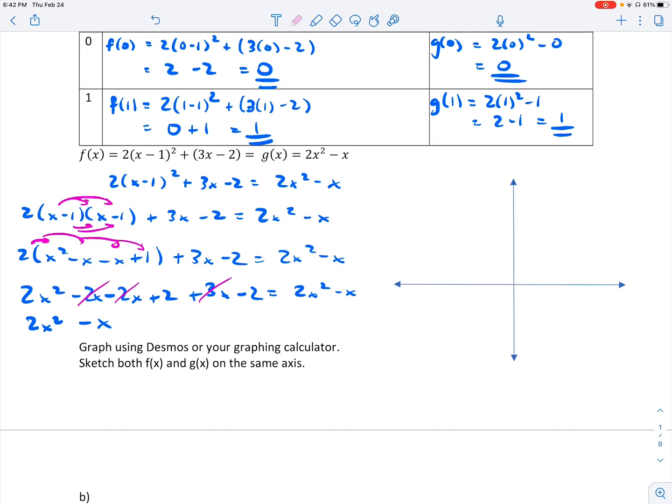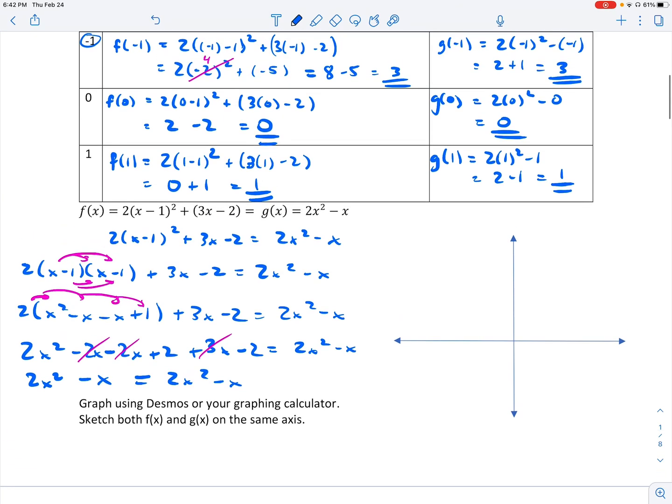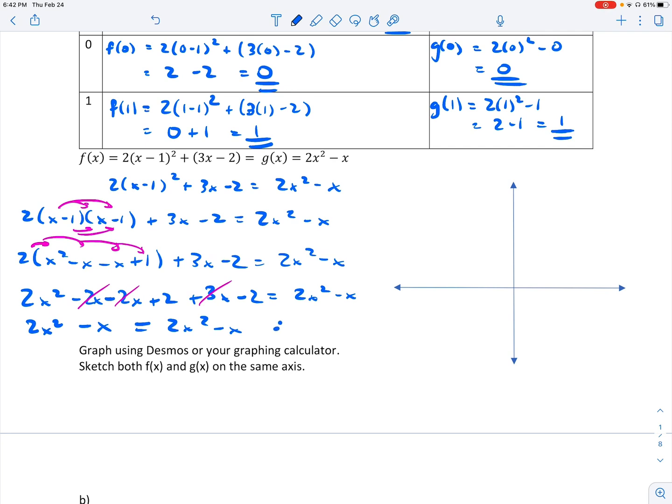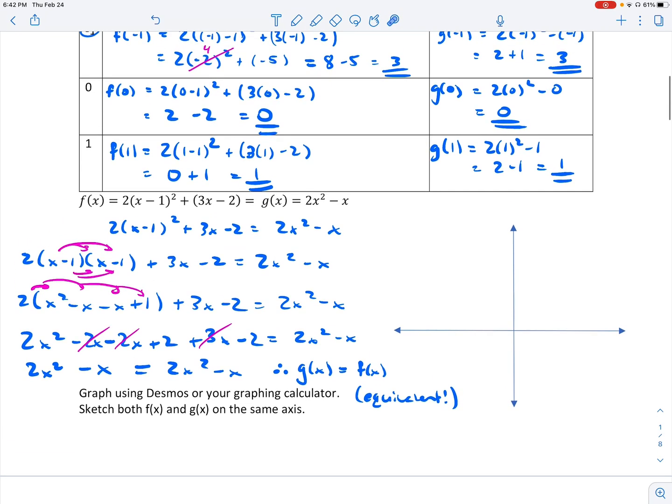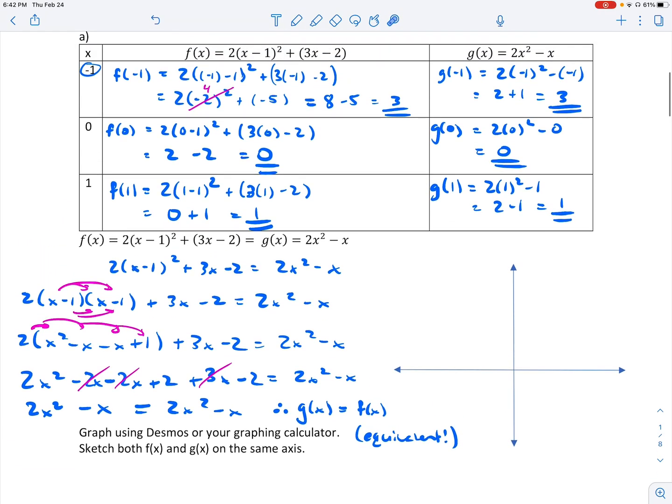So there we have it. We can see that these are equivalent expressions. So we can say, yes, therefore, g of x equals f of x. That means they are equivalent. And they're equivalent everywhere. You can put any number you want in for f of x, and if you plug it into g of x, you're going to get the same thing out.